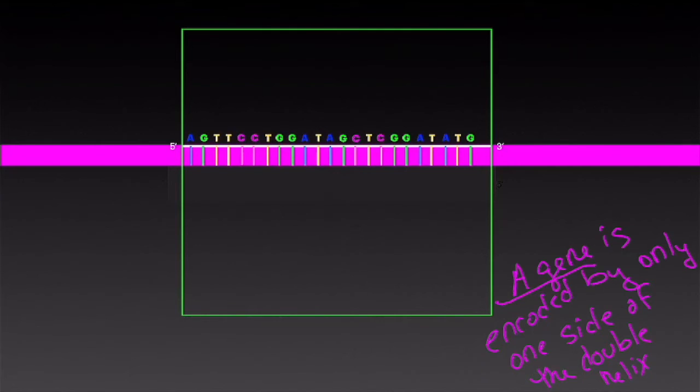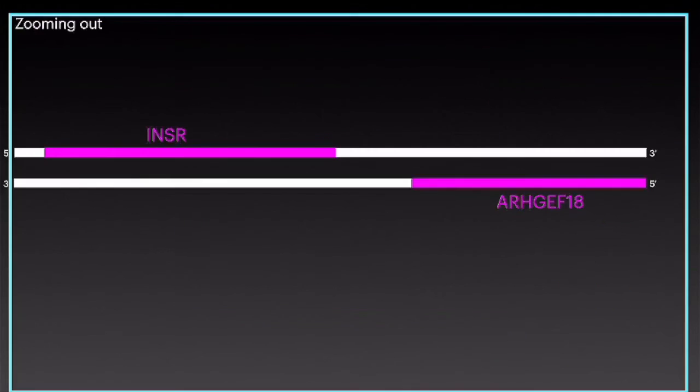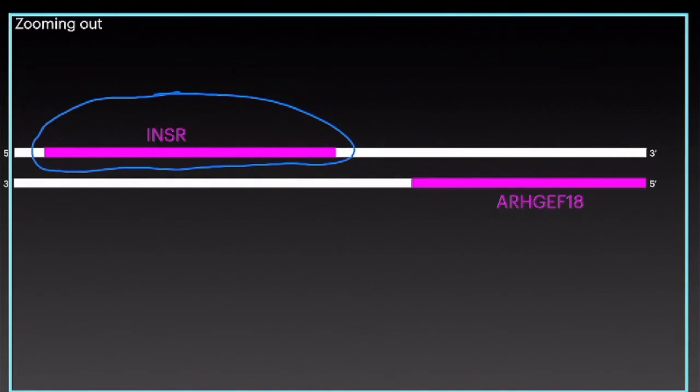Okay, so if we zoom back out, we zoomed way in so we could see the base pairs. Now, if we zoom back out, what I'm showing you is that the strand of DNA we've been focusing on here is our insulin receptor gene, our buddy, our friend that's helping us understand what a gene is. So this is on one strand. This pink and then the white extending out is one strand of the double helix.